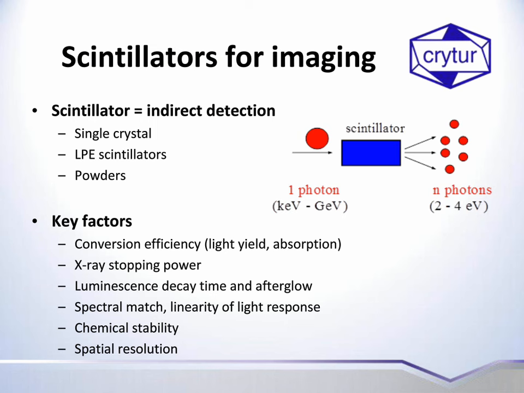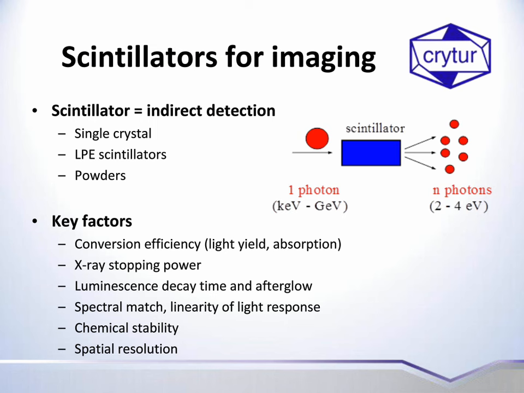So what are some key factors of the scintillators? Well, first of all, it's conversion efficiency, which tells us how much radiation is converted to visible light. The property is called light yield, and we can speak about several photons per one keV of radiation. The other parameter is absorption, which strongly depends on the atomic number of the scintillator material and tells us how much radiation is absorbed and thus converted to the visible light spectra. The second key factor would be X-ray stopping power, which is connected to the length, how much thickness of scintillator you need to stop the X-ray radiation from transmission.